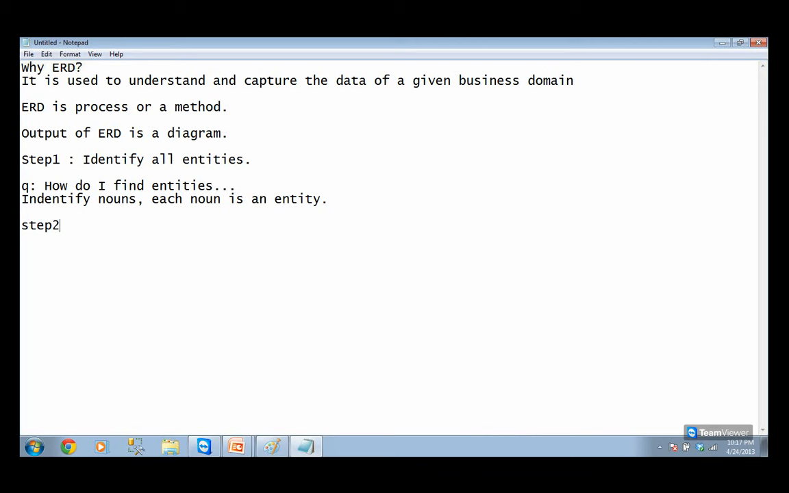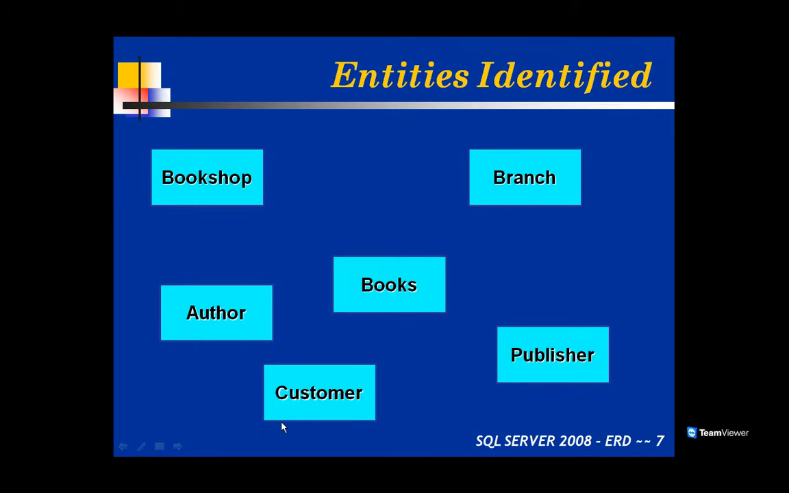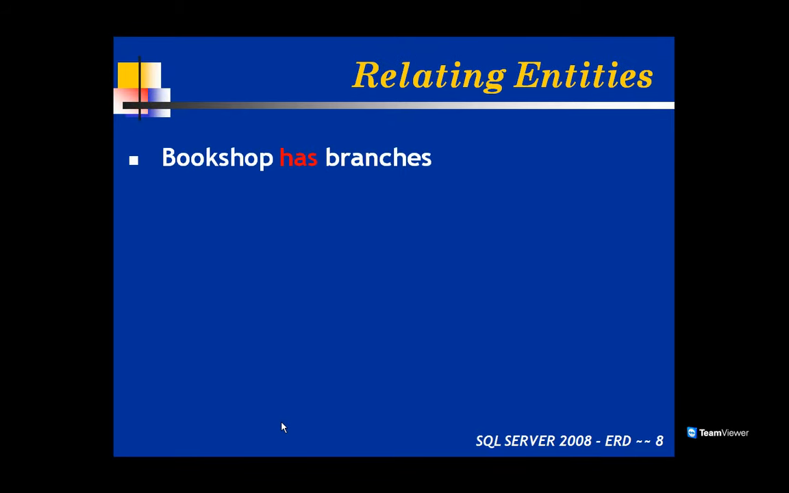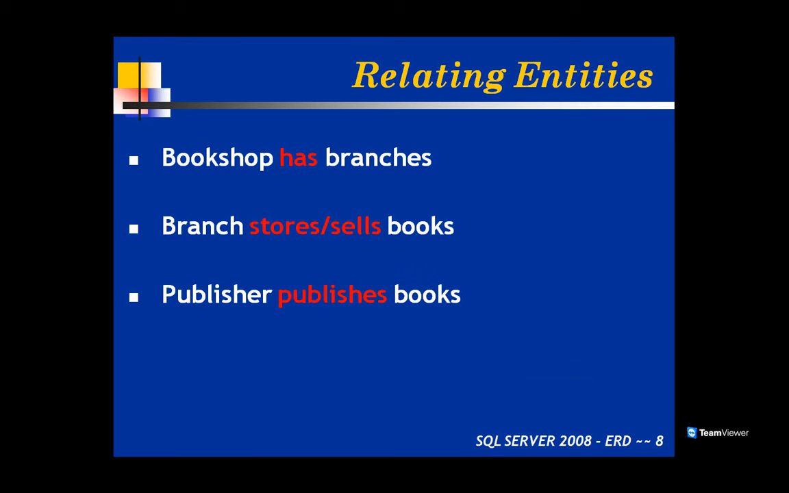Step number two: identify relationships between entities. So let me identify the relationship between the entities. You have bookshop has branch. Branch stores and sells books. Publisher publishes books. Then author writes books.